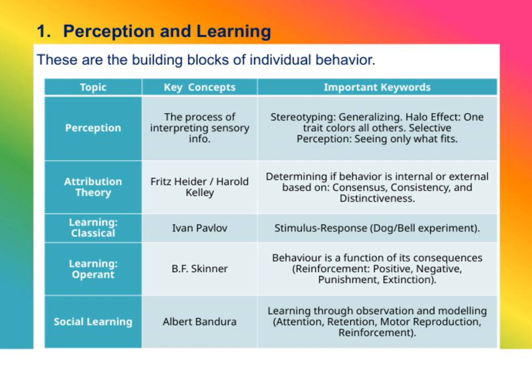Finally, social learning, described by Albert Bandura, emphasizes learning by observing others. This involves paying attention to model behaviors, retaining that information, reproducing the behavior, and receiving reinforcement or feedback. It's a powerful way we learn from our environment and the people around us.